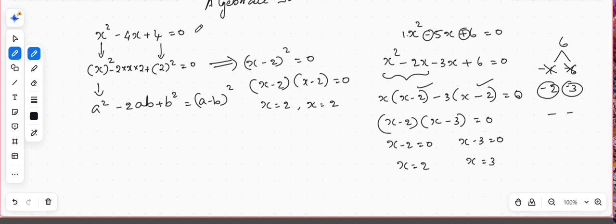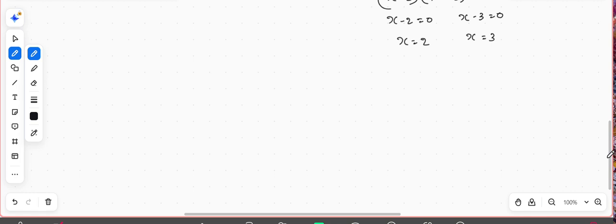I have explained one example with algebraic identity and one with splitting the middle term. But this splitting the middle term was easy because you had a coefficient of x square as what? 1. Right? But what happens if the coefficient of x square is not equal to 1? So let's have another example. Let's pick up a question. I can take it as 4x square minus 4x plus 1 equal to 0. Let's see how can we factorize this.